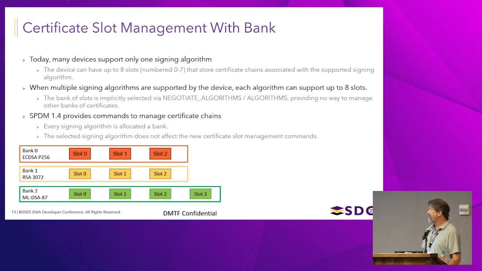Well, what the bank slots does is, again, it's implicitly selected via negotiated algorithms. And instead, what we did was we added a command that really is set bank, get bank, and then key pairs associated with the bank and all of that are taken care of too. So we think it's a fairly complete set of commands, and largely bank 0 could be, like it shows here, ECDSA P256 or RSA 3072 or MLDSA 87. We know you're going to have a traditional algorithm. If you're supporting PQC, you're probably going to have both, at least for a while. So we know everybody's got at least 2, if not more.